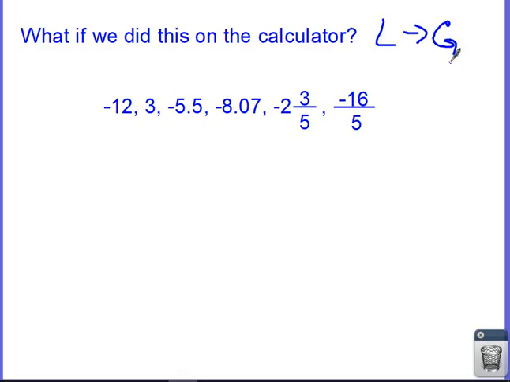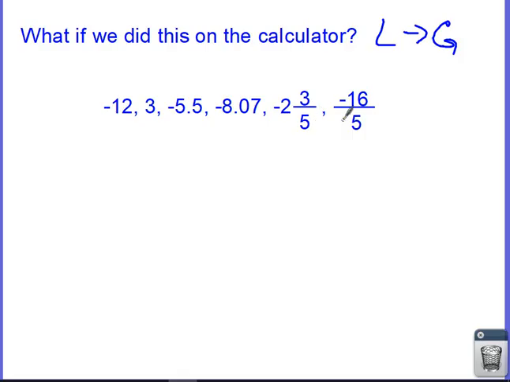So, the negative 12, it's good. Don't need to mess with it. The 3 is good, the negative 5.5, the negative 8.07. Those are all good, easy to put in order. But the negative 2 3/5 and the negative 16/5, those aren't as easy. So we know that the one type of number that is the easiest is a decimal. So what I'd like to do is take each of these and flip them to decimals.